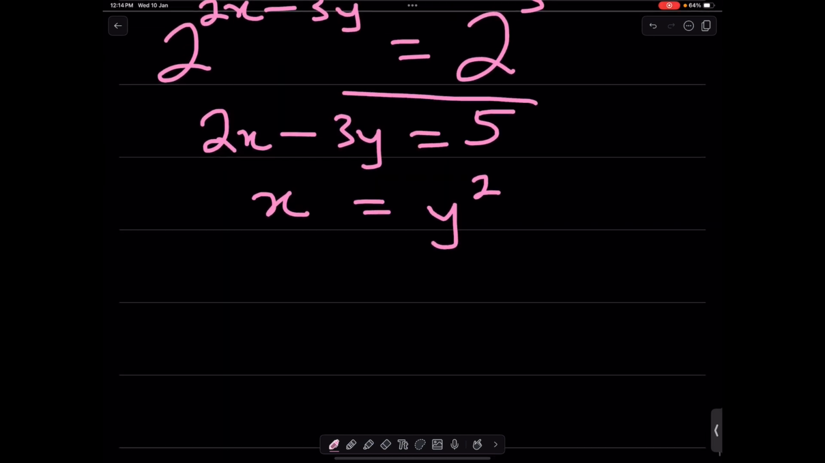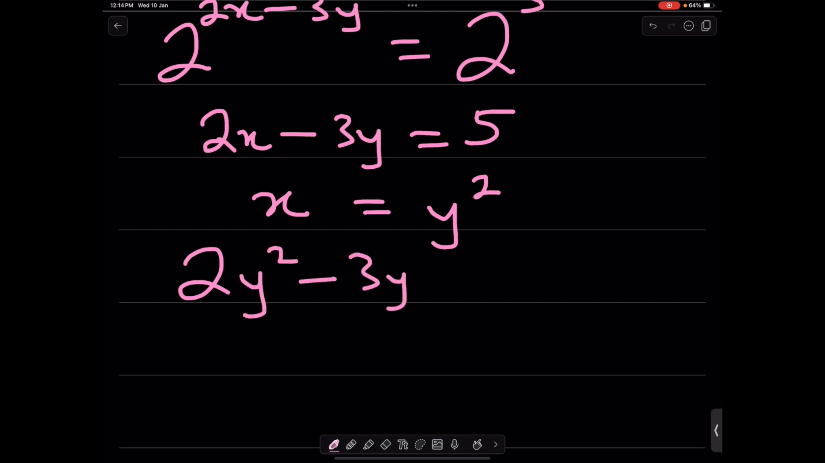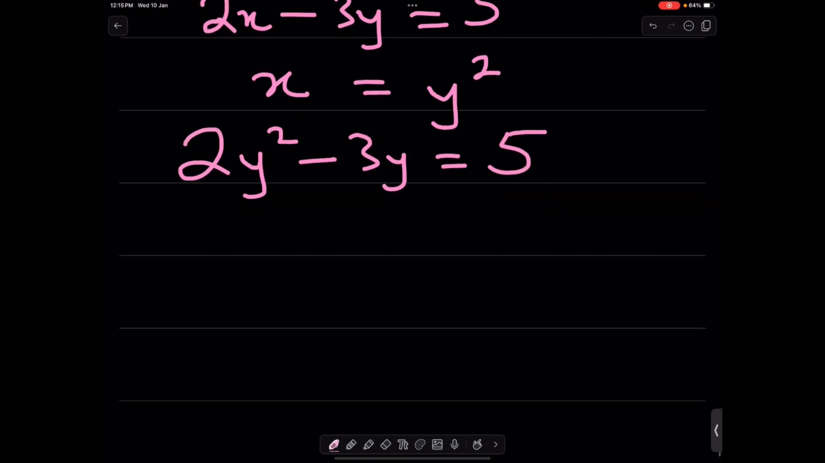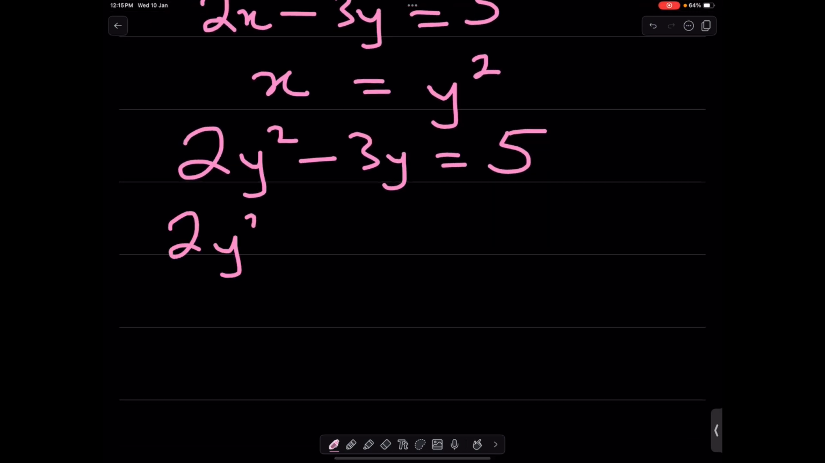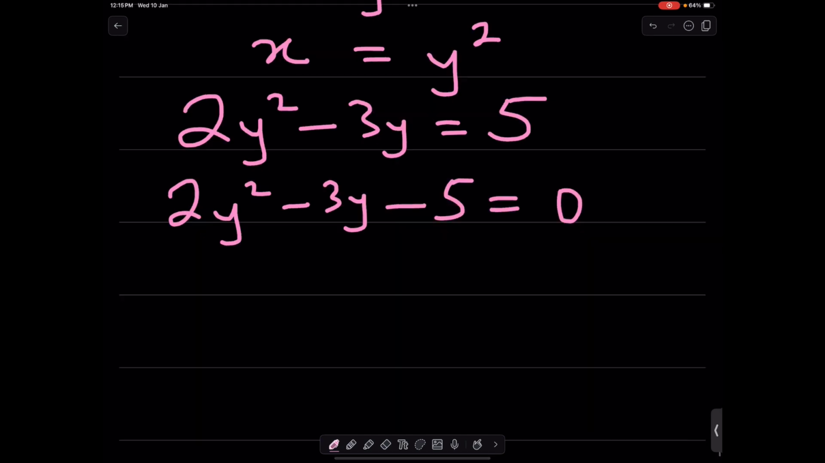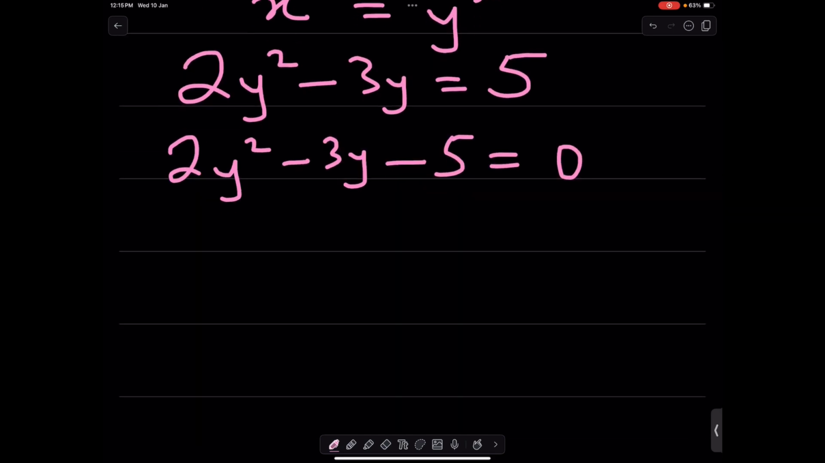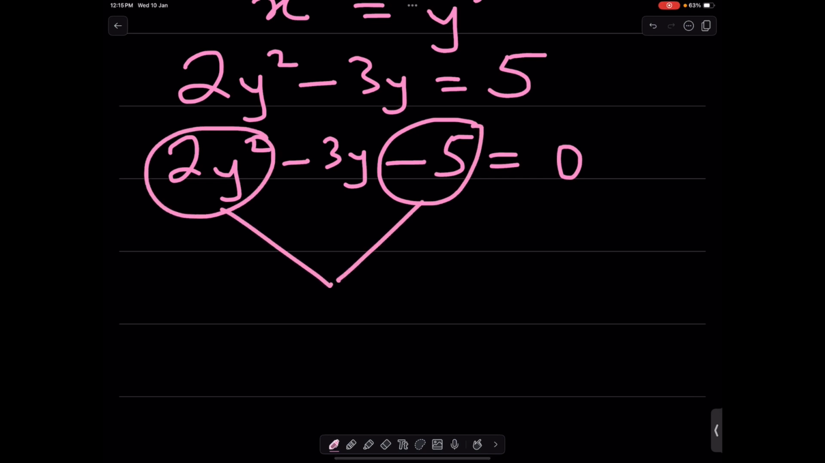Now we can put x equals y squared in this equation, and that simply means 2 times y squared, which is 2y squared, minus 3y equals 5, which means 2y squared minus 3y minus 5 equals 0. Now we can solve this quadratic equation by the factorization method. How do we do that? Multiply the constant minus 5 by 2y squared. That gives us minus 10y squared.